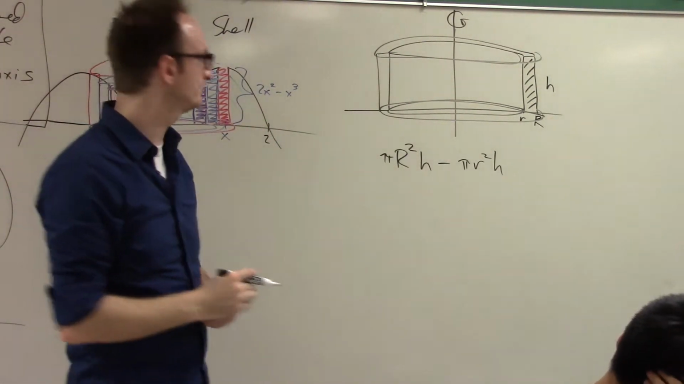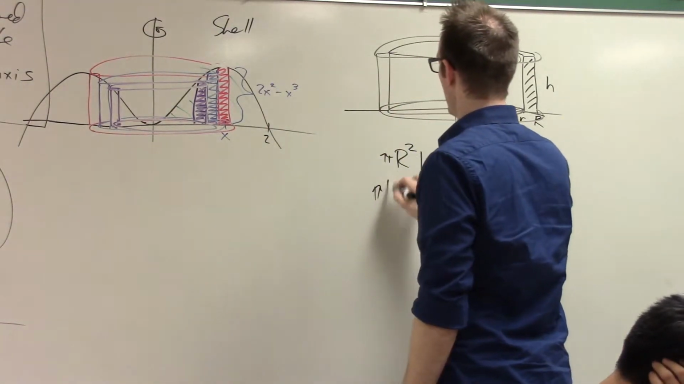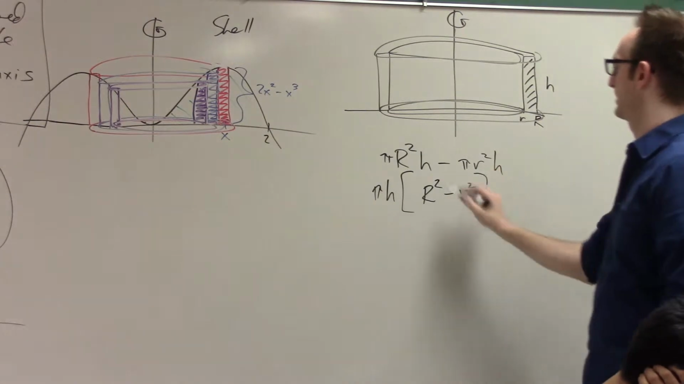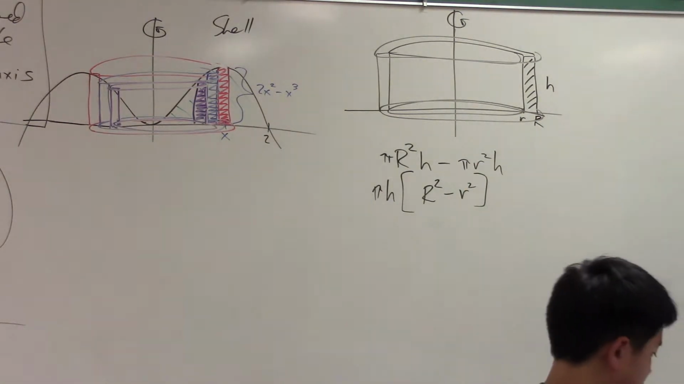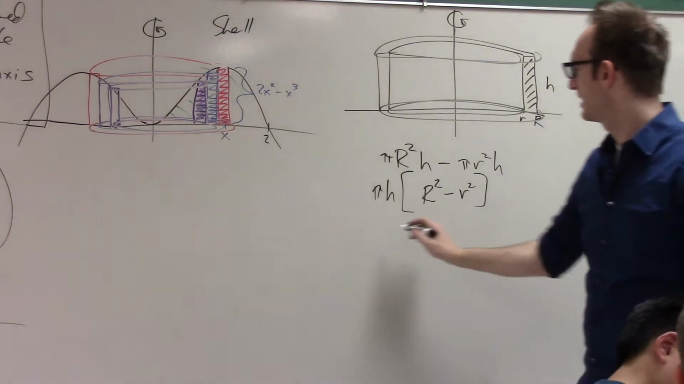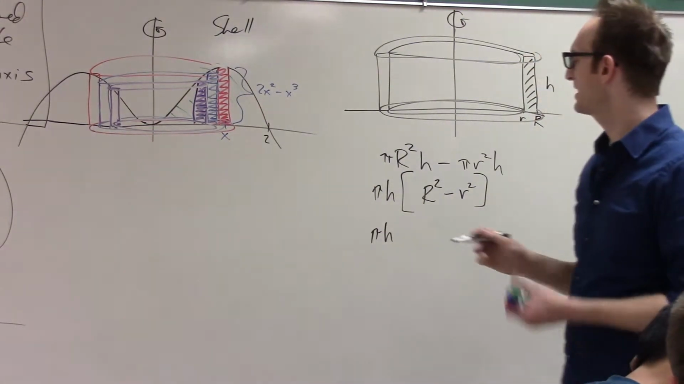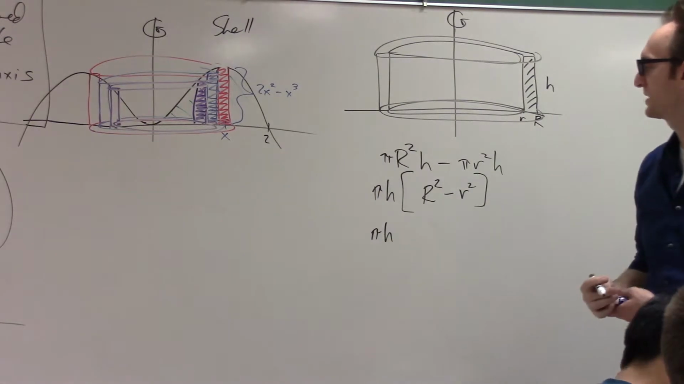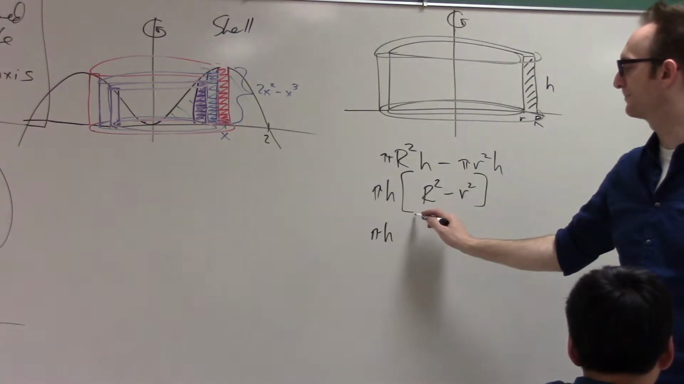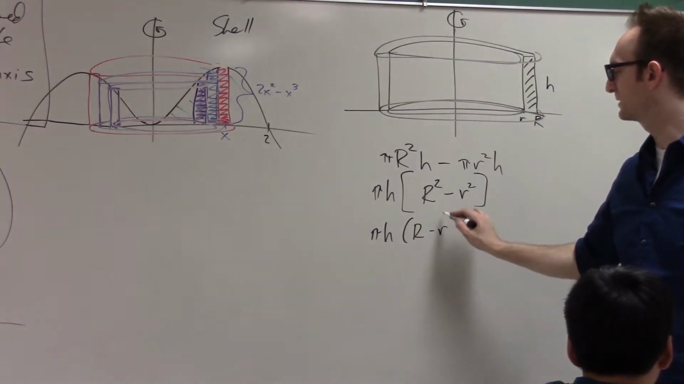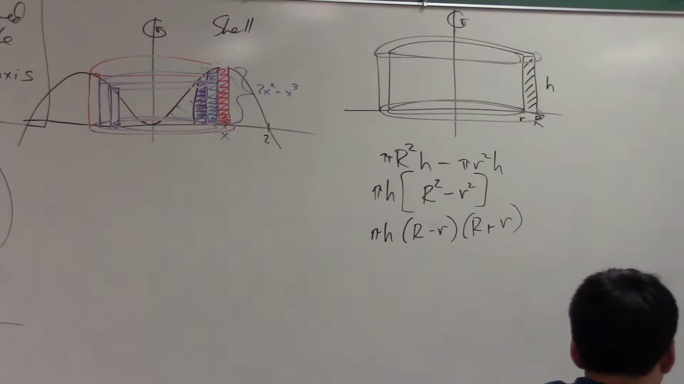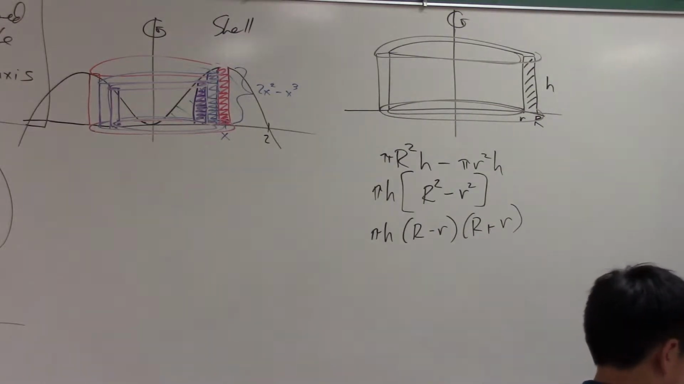It's a cylinder minus a cylinder. So let's factor out a pi and an h, and I'm left with big R squared minus little r squared. Before you even get into the calculus, they want to just talk about a particular one. So this is big R minus little r times big R plus little r. I can factor that as a difference of squares.